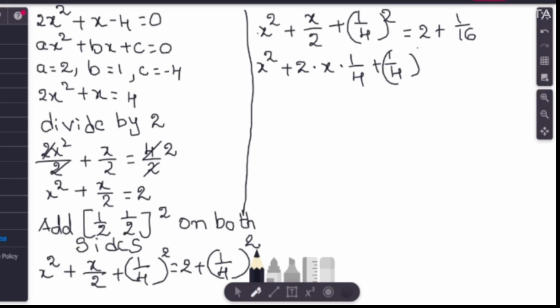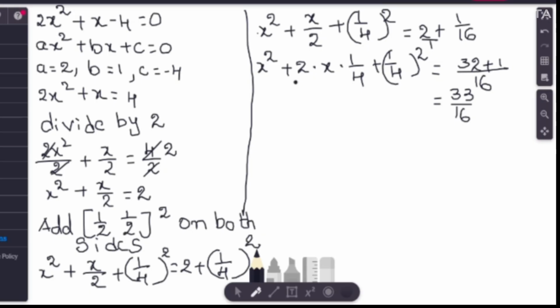What is the identity we will get? A square plus 2ab plus b square. Now here one whole number and one p by q form is there. So no number is there means 1 is there here. 1 and 16 LCM 16. 1 divides 16 16 times. 16 twos are 32. 16 divides 16 1 time. So 33 by 16. Right hand side we got this answer.